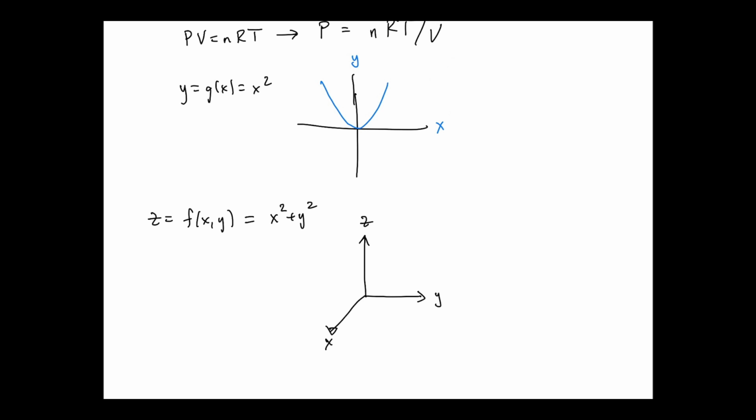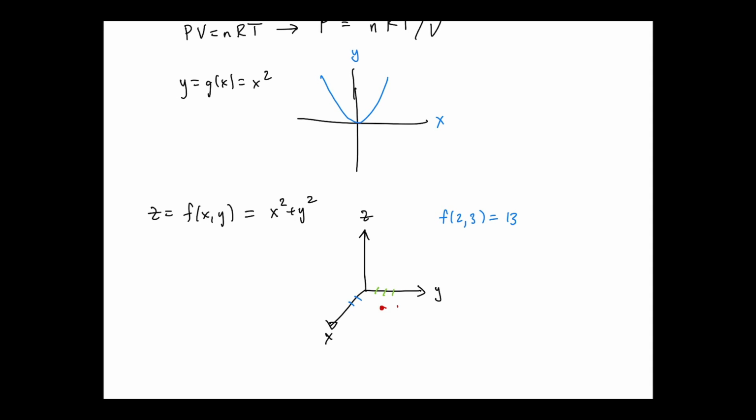So if I take 2 comma 3 as my example, we said that f of 2 comma 3 was 13. Okay, so how do I graph that? Well, I go 2 units in the x direction, 3 units in the y direction, and that defines this little red point here. And this red point is at 2 comma 3 comma 0.